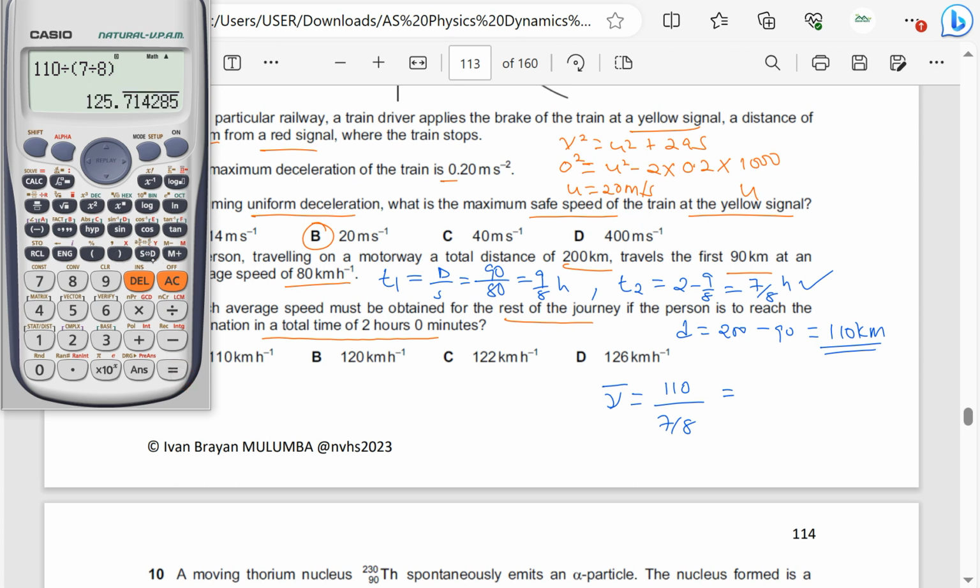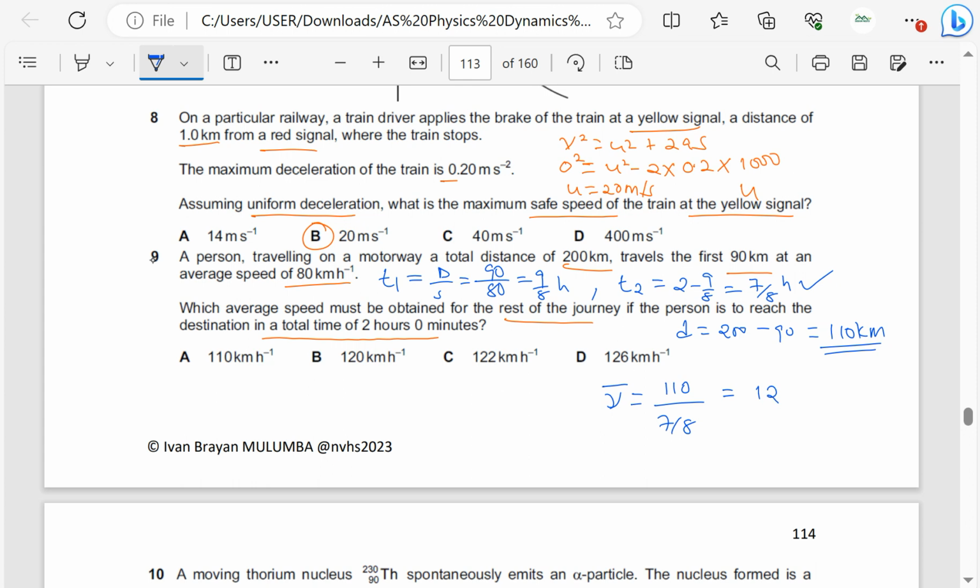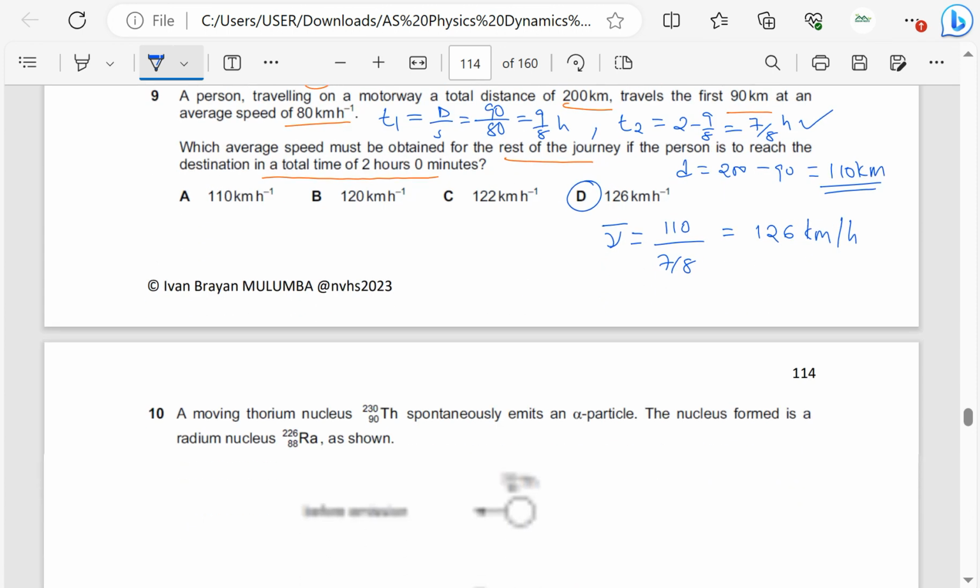So that is 125 or 126 kilometers per hour. 126 kilometers per hour. So the answer is going to be D.